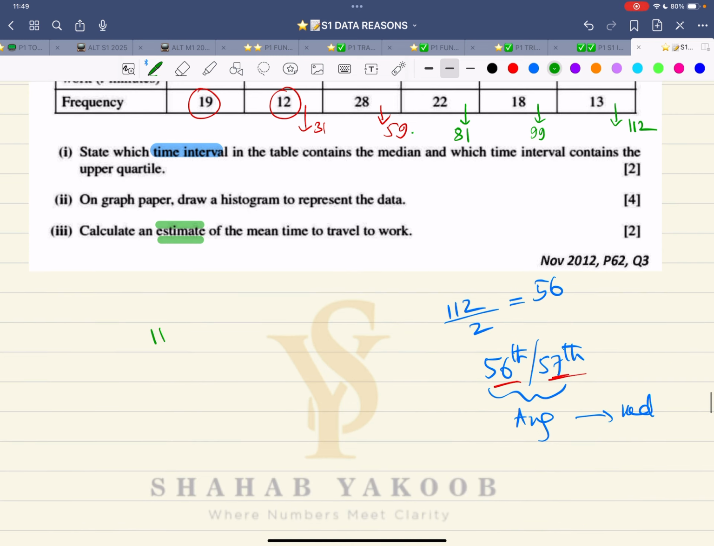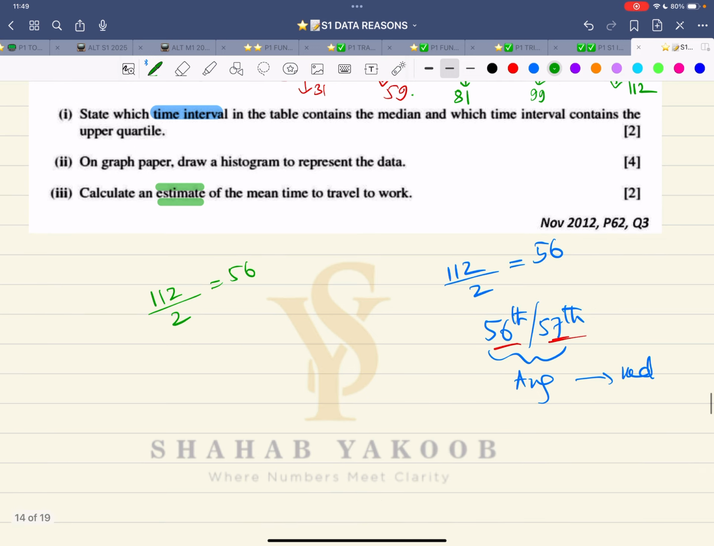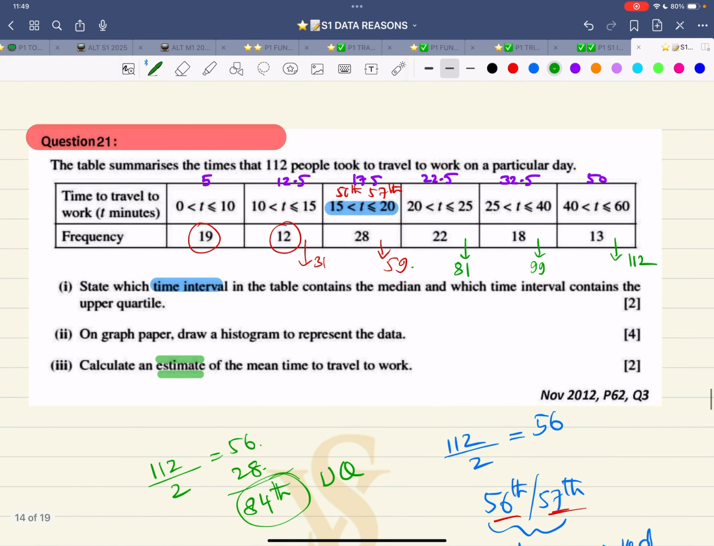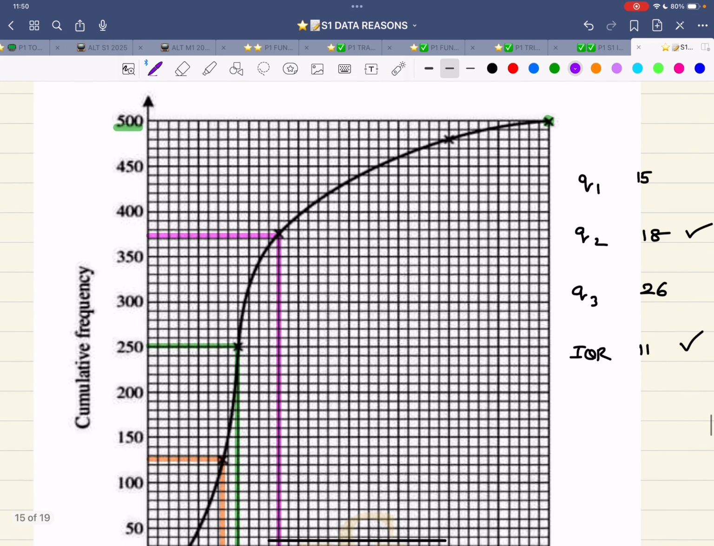So let me take 3/4 of 112. So 112 divided by 2 is 56, and let me add 28 more to it. So 56 and 28 is 84. And this is the 84th value, which will give me the upper quartile. So where is the 84th value? The 81st value is still here, therefore the 84th value is over here. So this interval contains the upper quartile, and that is what I'm focusing on.